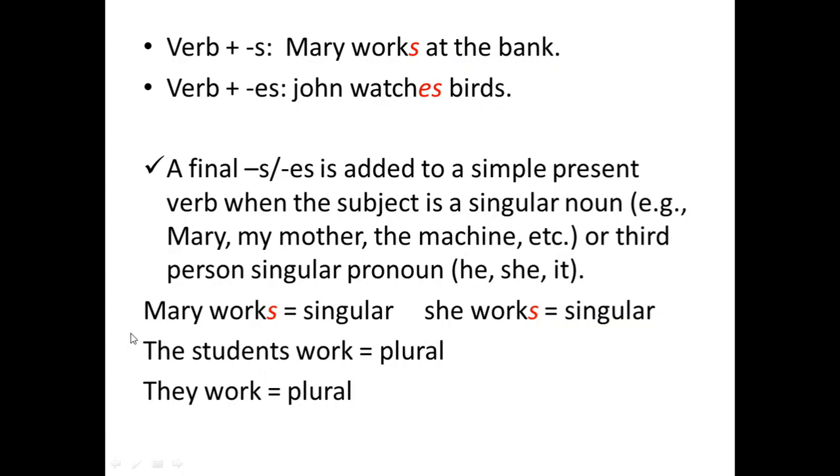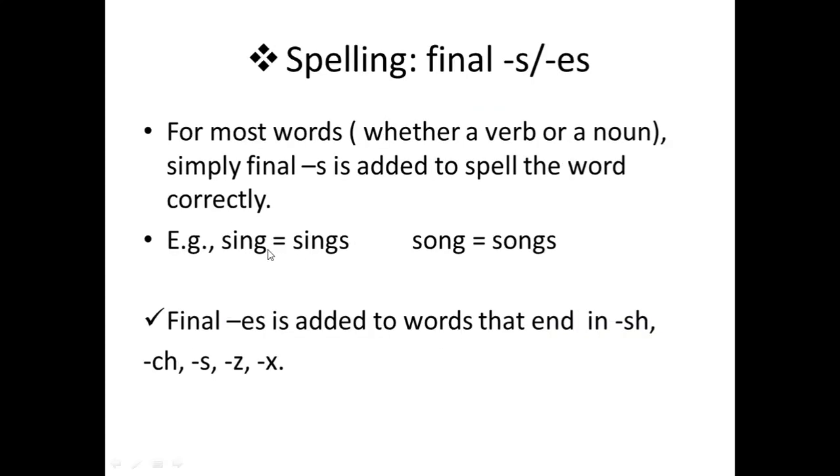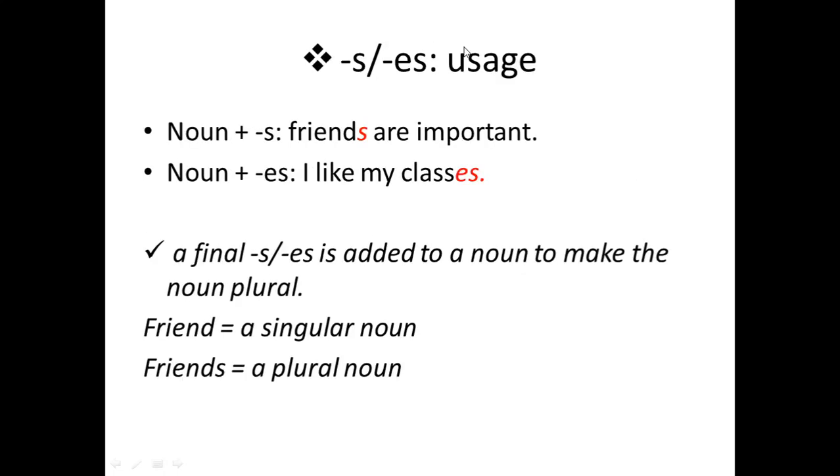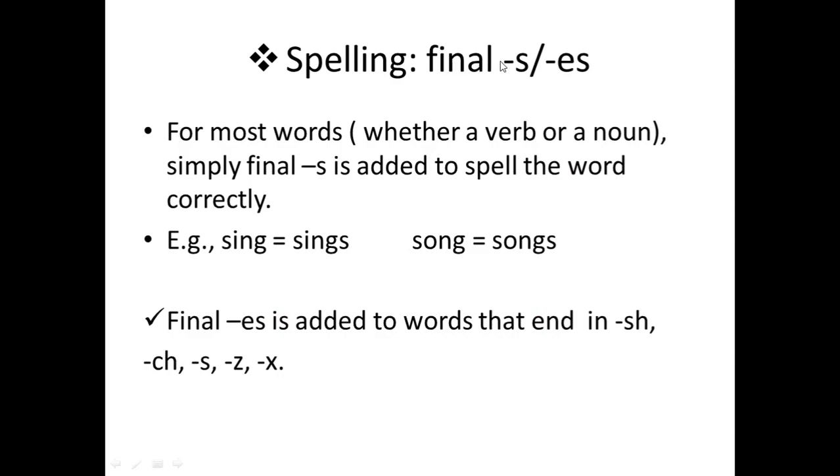We replaced it with a plural pronoun. Okay? So, now for spelling. We talked about the usage, and now we're going to talk about the spelling of final S and ES. This is important. For most words, whether a verb or a noun, simply final S is added to spell the word correctly. So guys, for most cases, we only use S, not ES, as it is written here. For most words, we simply use S, not ES, okay?